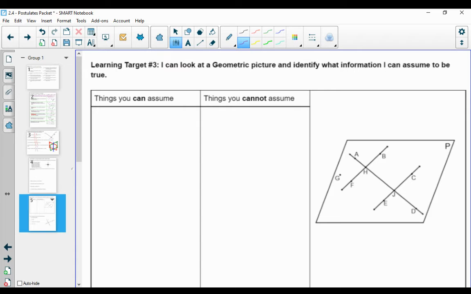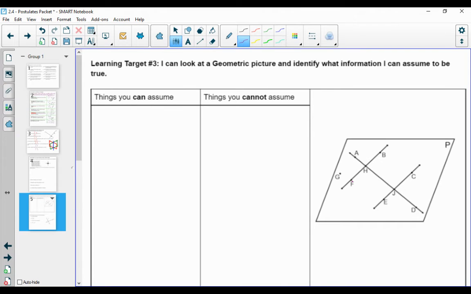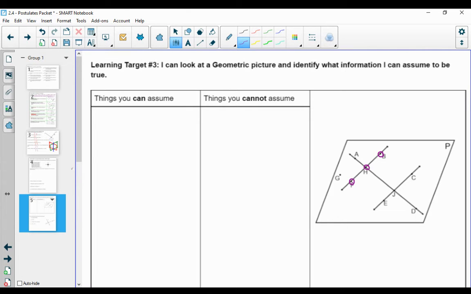So things that we can assume to be true. If anything is on a line together, we can assume that those points are collinear. So let's pick some points on a line. It looks like F, H, and B are on a line together. So I'm going to say those points are collinear.